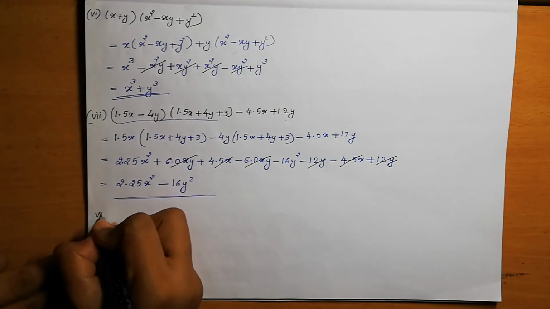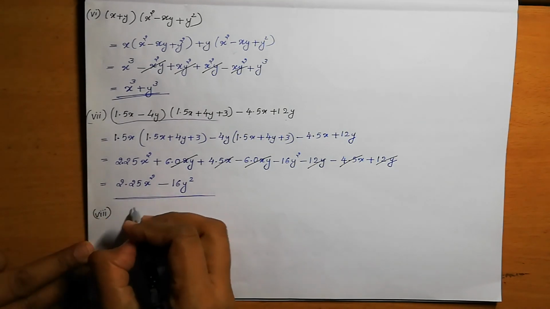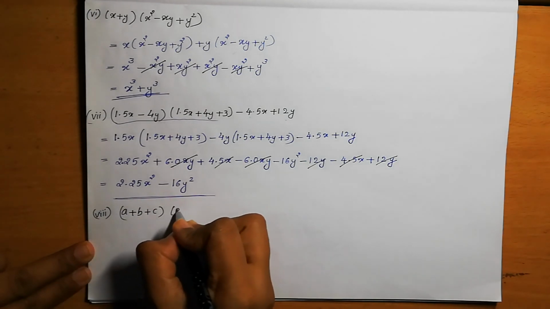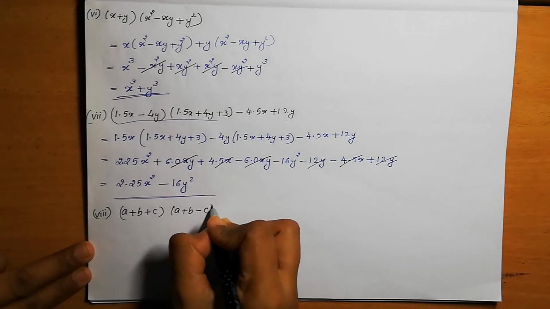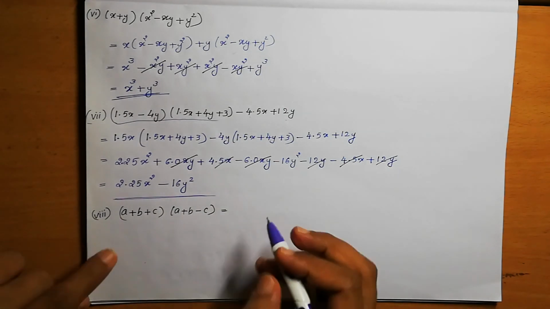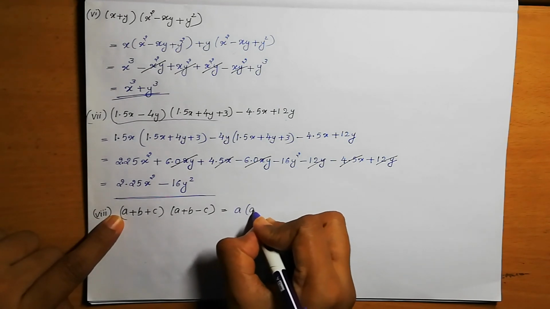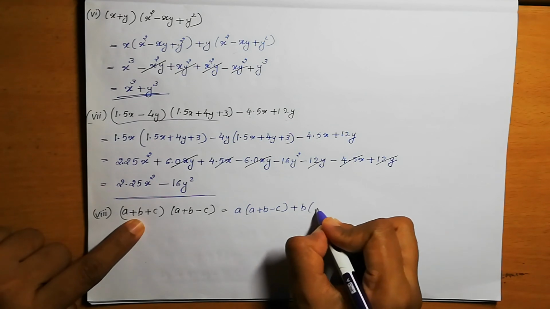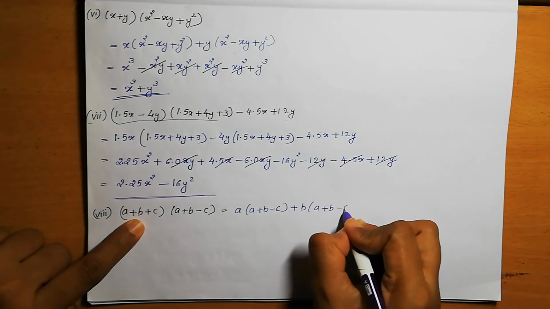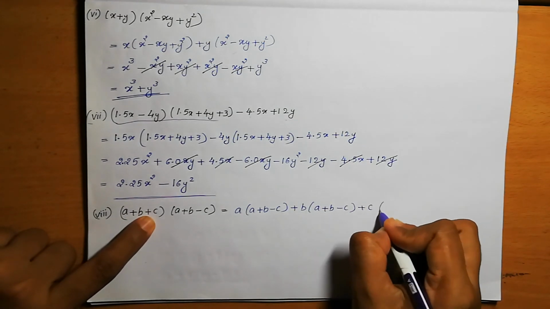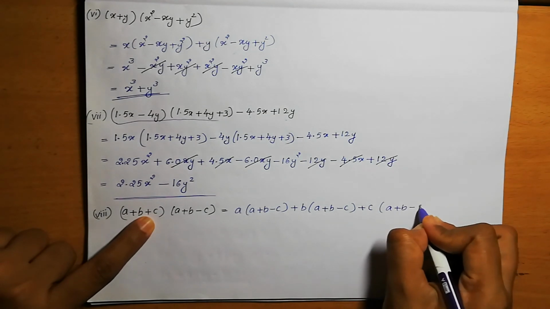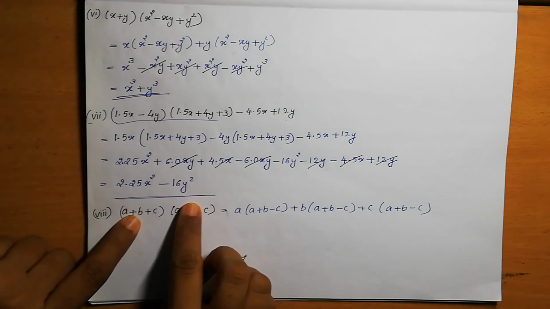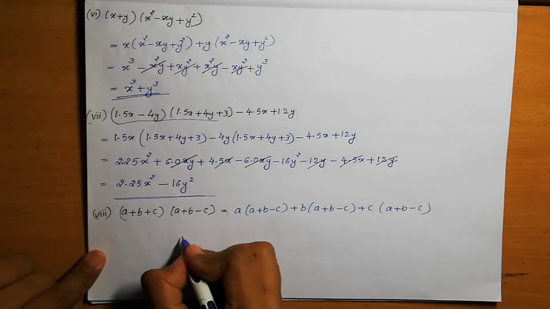Next, eighth one is a plus b plus c into a plus b minus c. So this is equal to a into a plus b minus c, plus b into a plus b minus c, then plus c into a plus b minus c. For each term we need to multiply: a into this term, plus b into the whole term, plus c into the whole term, right? So now we can open the bracket.